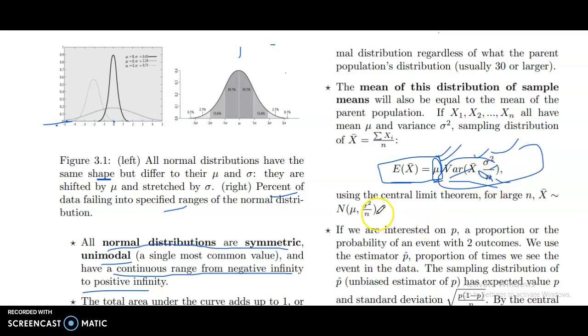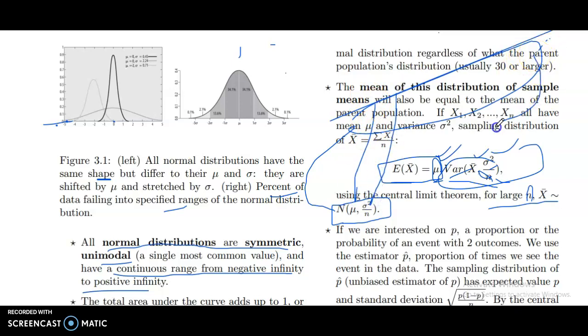Using the central limit theorem, for large n, x bar is approximately normal with mean mu and variance sigma square divided by n.